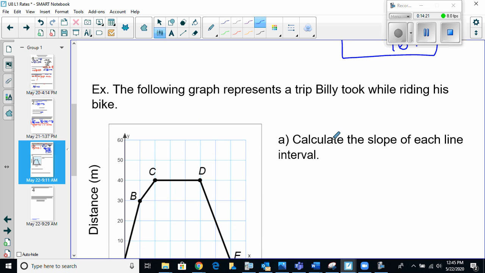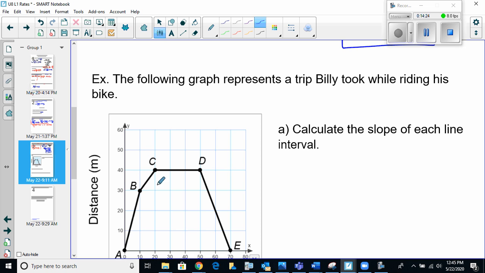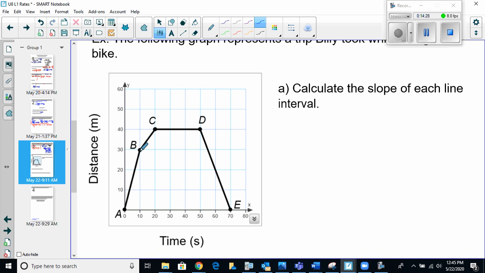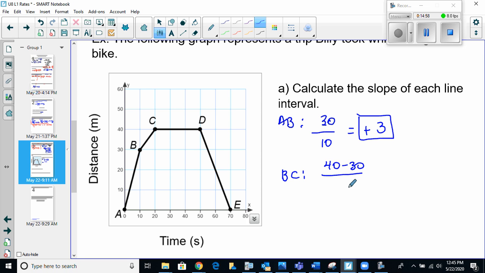The following graph represents a trip Billy took while riding the bike. Calculate the slope of each line. So this is easy. For AB, the slope will be 30 over 10 equals positive 3. For BC, the slope will be 40 minus 30 over 20 minus 10. So 10 over 10 equals positive 1.